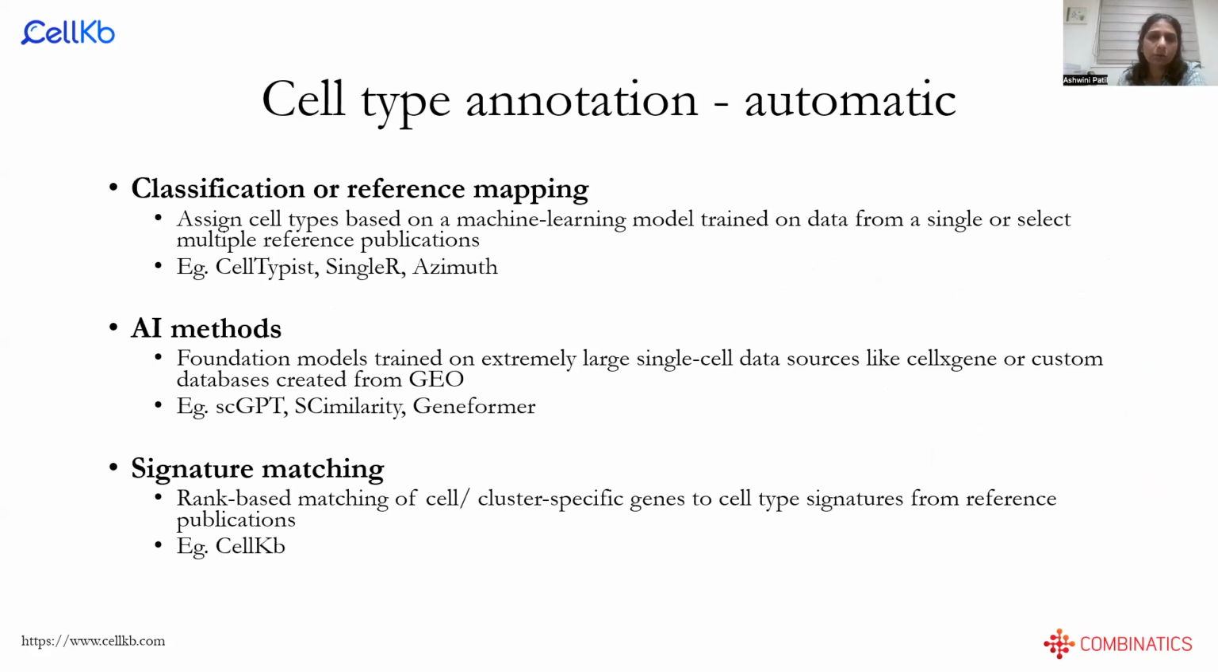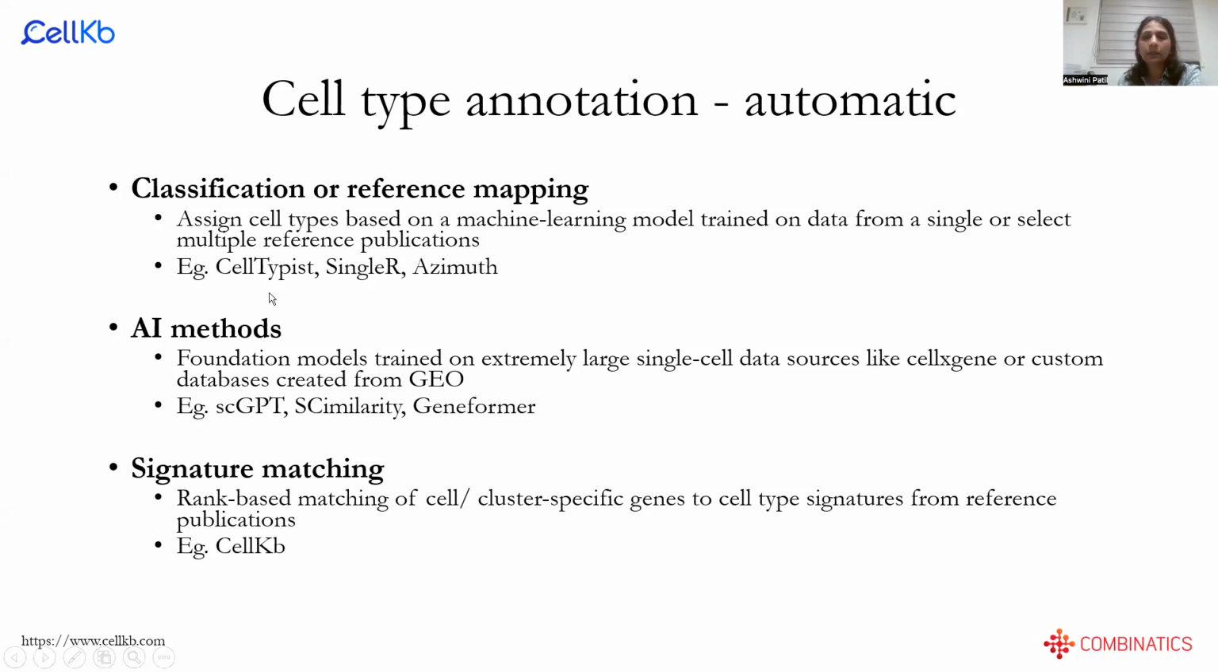The other method which is also used is the automatic methods. And the automatic methods of cell type annotation are divided into three main categories. One is the classification or reference mapping based methods. In this case, a single data set or data from multiple publications is integrated to create an integrated reference, which is used to train a model that can then be used to assign cell types to single cell data. And in this case, the cell types are assigned to individual cells and not to clusters. So here we are talking about annotating each cell in the single cell data set separately.